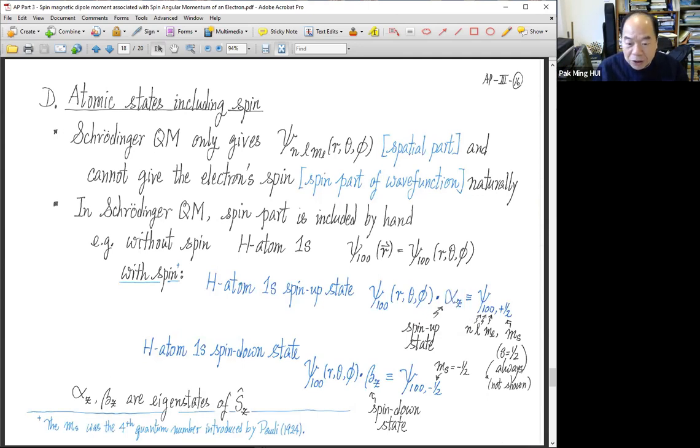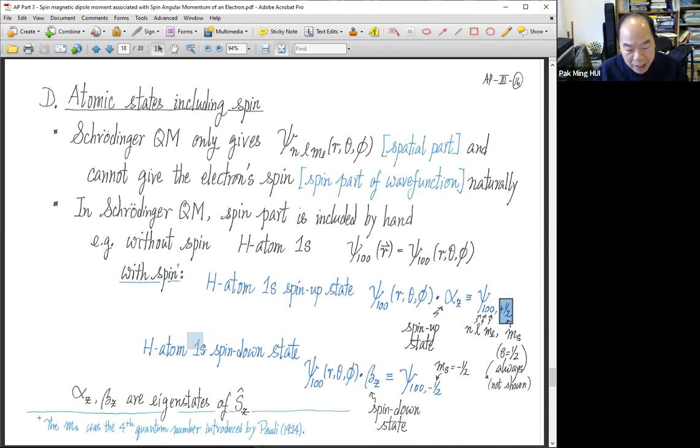There are many notations of this part. I use alpha, beta for the up, down. I think you used chi Z and chi Z bar in your notes last term. They mean the same thing. Or even you can introduce a fourth quantum number about the Z direction of the spin, just plus half, minus half for the spin up and spin down.